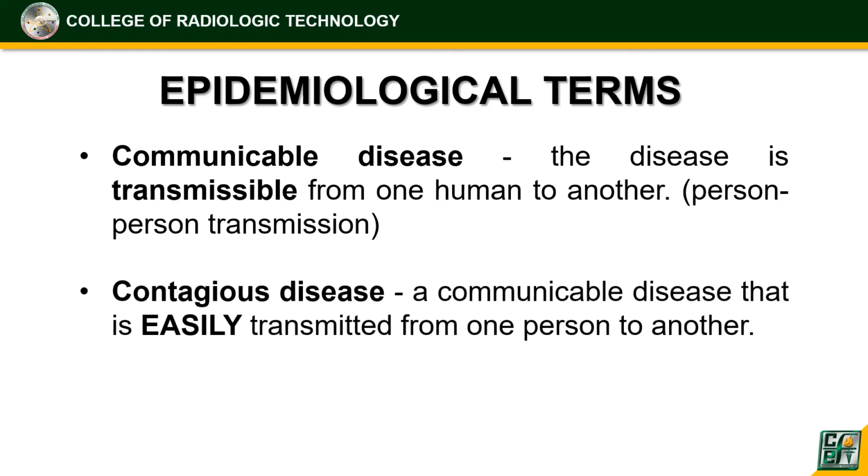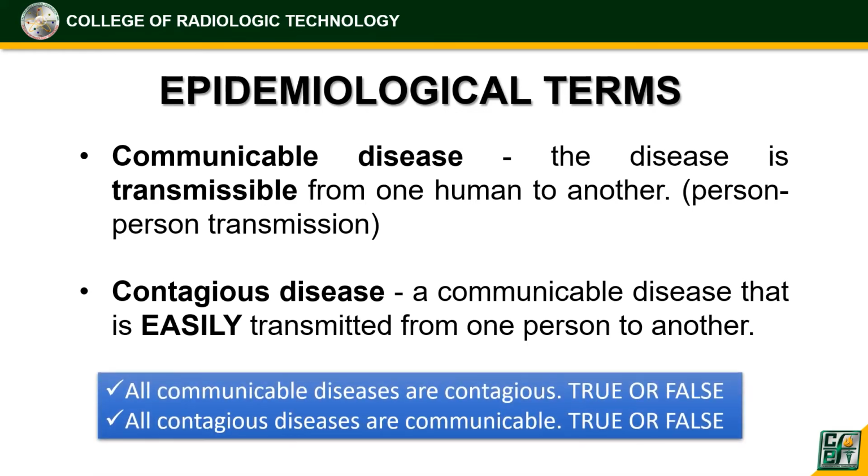Then second is contagious disease. It is a communicable disease that is easily transmitted from one person to another. So it should be very clear that contagious disease is a communicable disease, easily transmitted. Okay? So when asked about this, you should be able to know what you will answer.